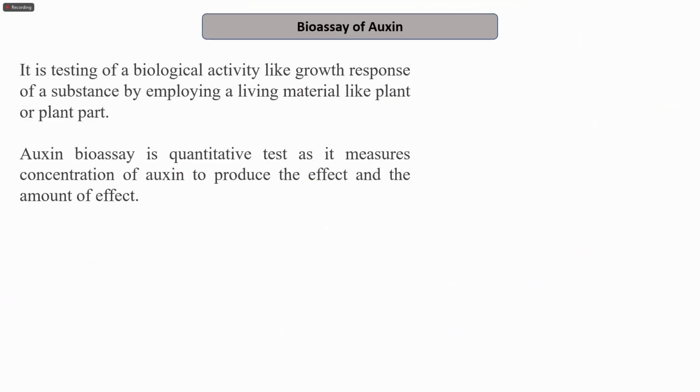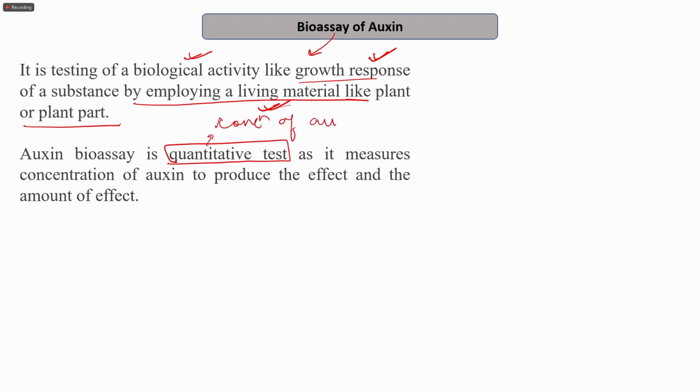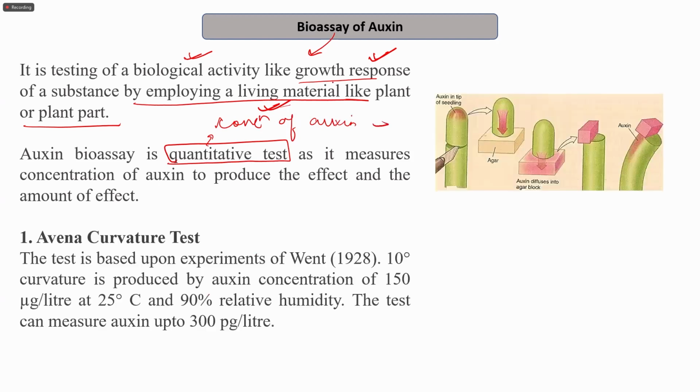Now, how can we determine the concentration of auxin? So it is what actually is bioassay. So it is testing of a biological activity, like growth response of a substance, by employing a living material like a plant or plant part. So it is testing the biological activity of auxin here, like how it is affecting the growth response by employing a living material like a plant or plant part. So auxin bioassay is a quantitative test. That is, it can measure the concentration of auxin that can produce the effect and the amount of effect.